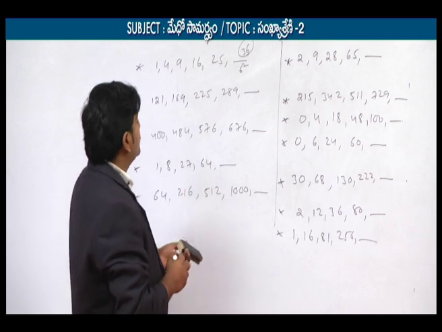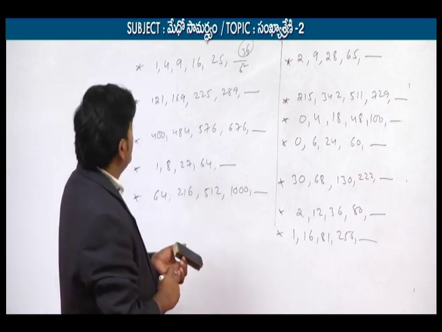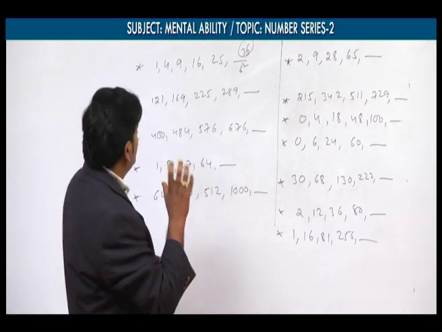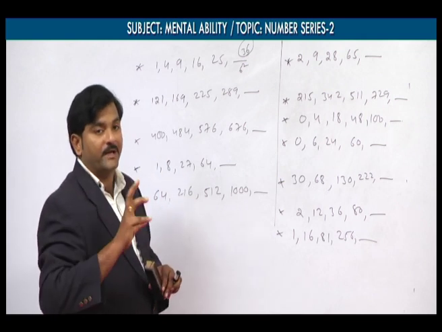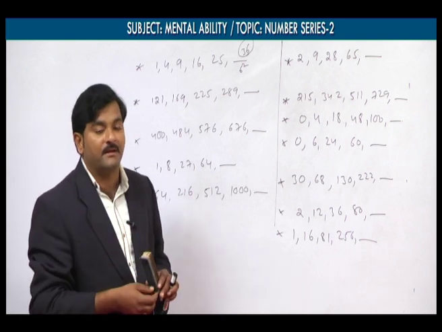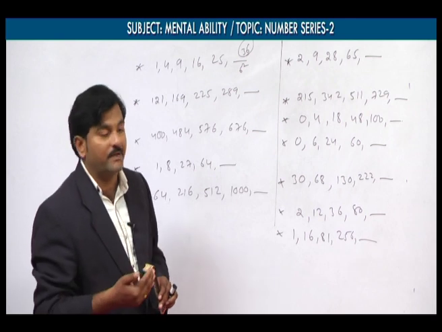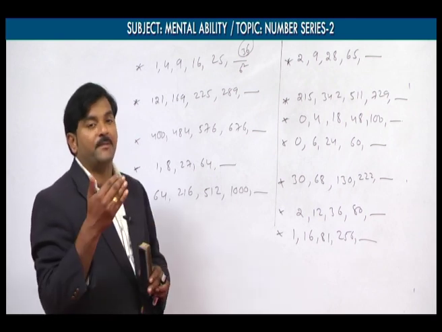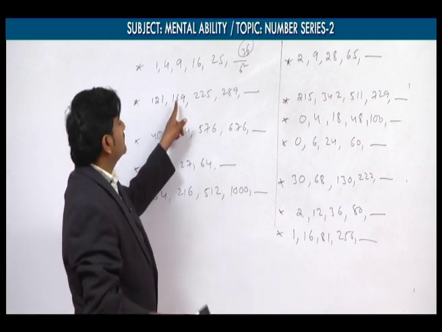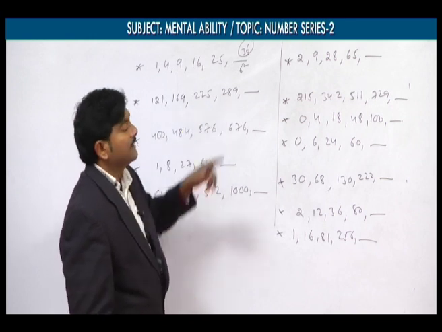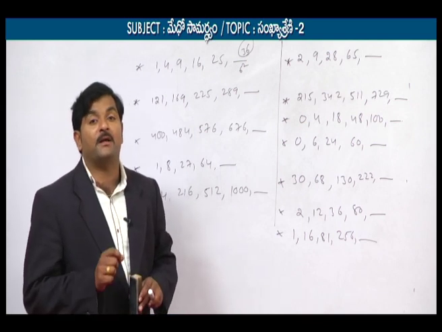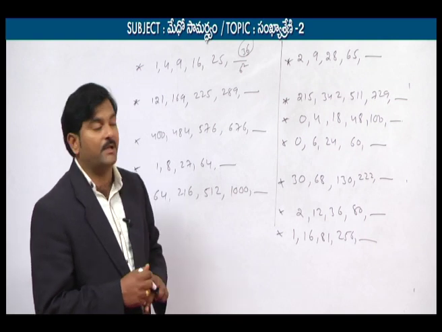Similarly, have a look at the second problem: 121, 169. By seeing 121 and 169, you should get an idea in your mind. 121 is 11 square. 169 is 13 square. After 11 square he mentioned 13 square, which means there is no 12 square. So we can say 11 square, 13 square, 15 square, 17 square. Simply, he is taking the squares of only odd numbers.